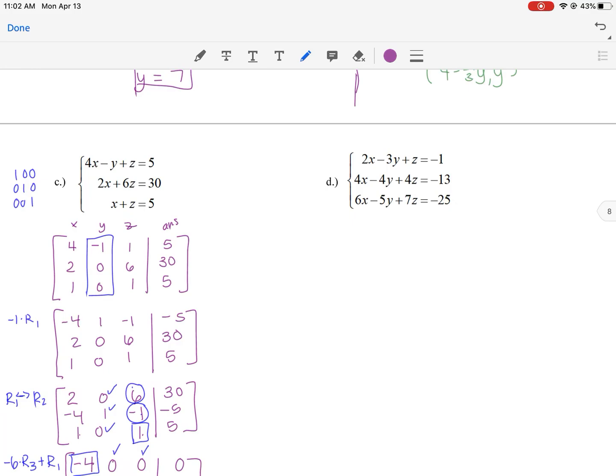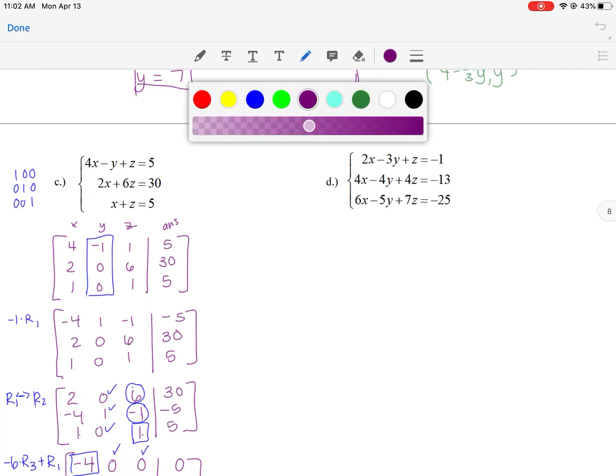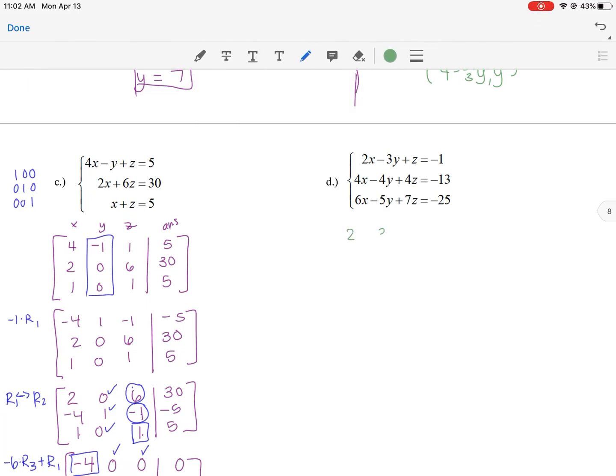Okay. Let's try another one together here. So on this next one, once again, we want to start off and we want to write the coefficients of the variables. So we're going to have 2, -3, 1, and then a -1, 4, -4, 4, and a -13, 6, -5, 7, and a -25.